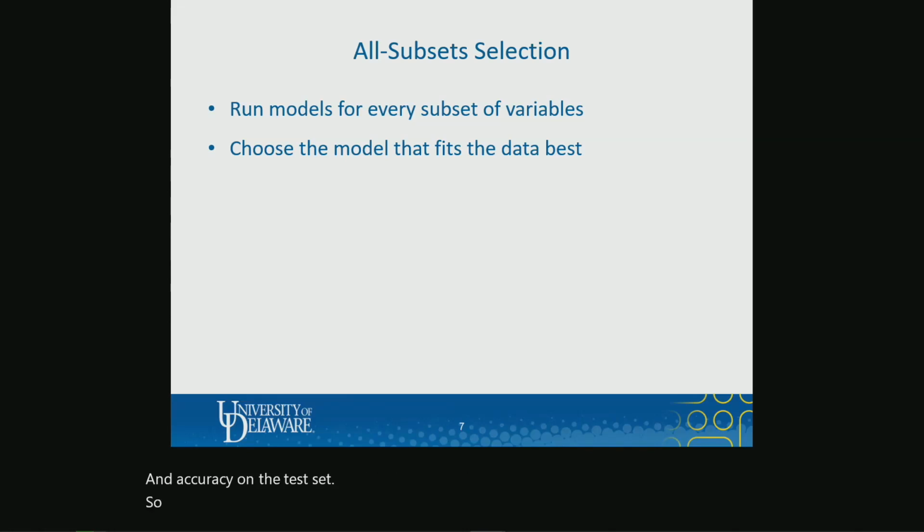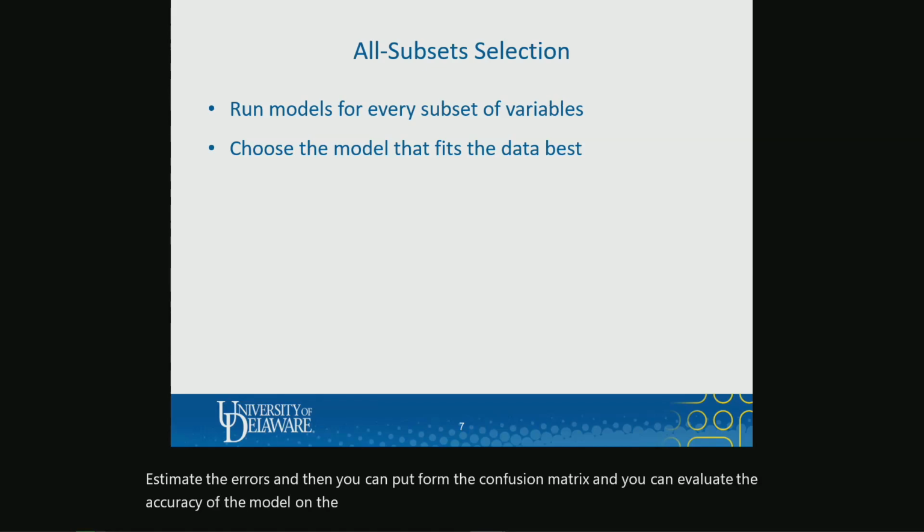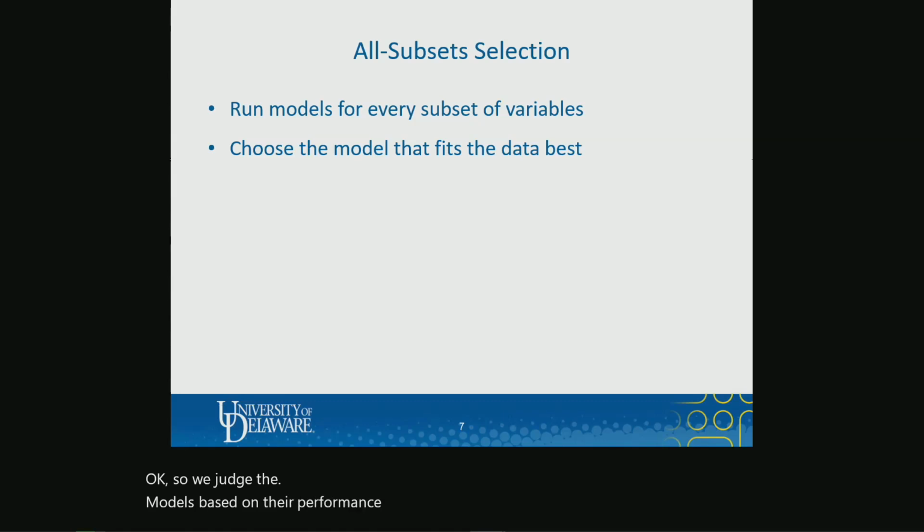So you know how to find the accuracy on the test set. You just build the model on the training set and estimate the coefficients, and then apply the model on the test set and estimate the errors, and then you can form the confusion matrix, and you can evaluate the accuracy of the model on the test set. So we judge the models based on the performance on the test set.